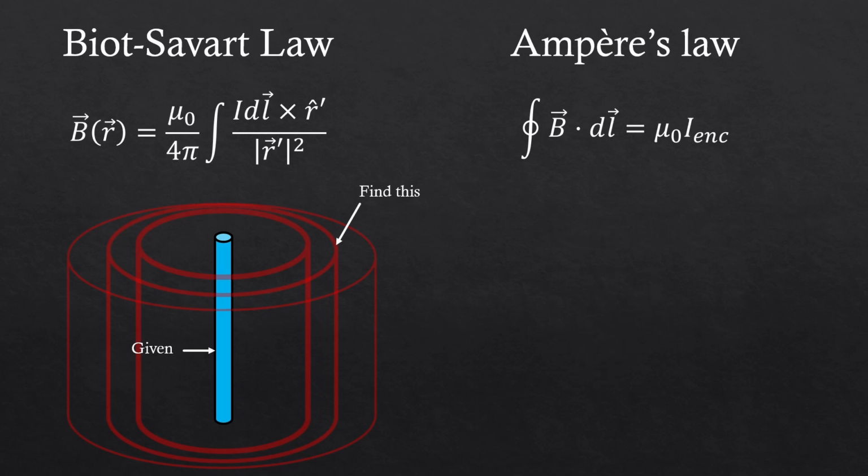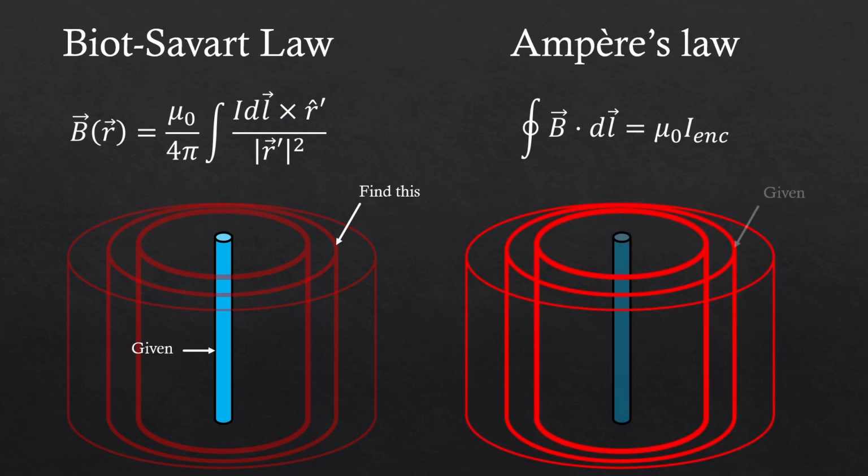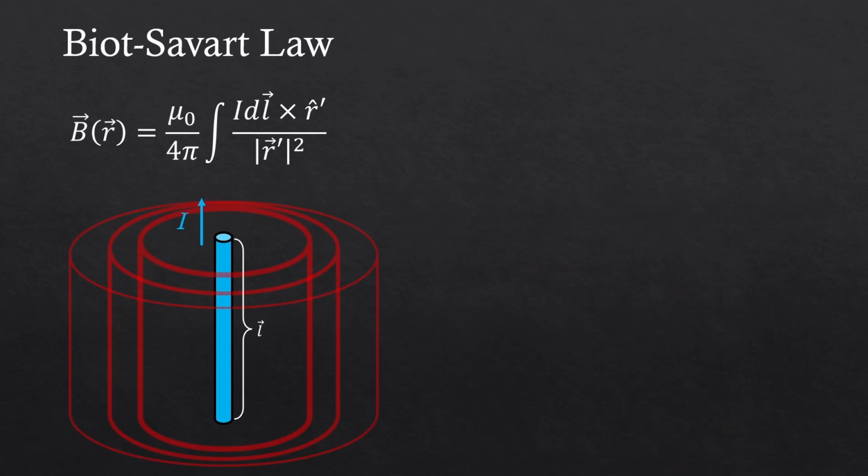Now, you use Ampere's law to find current when magnetic field is given. So it's the opposite. This time, magnetic field is given, and you're to find the current. So Biot-Savart law, you find magnetic field using current. Ampere's law, you find current using magnetic field, okay? Alright, let's learn Biot-Savart law.